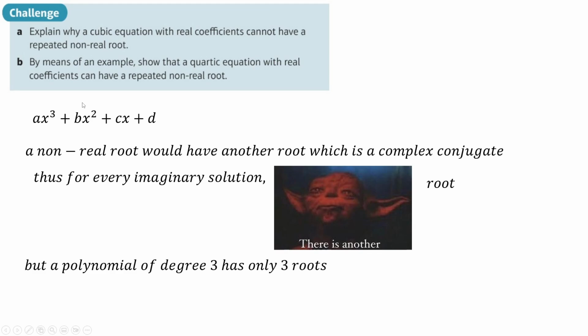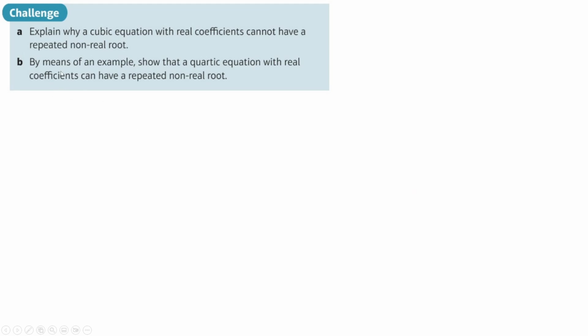But if you have 1 imaginary root, we'll call it z, then z star, which is just the complex conjugate, would also be a root. So then in fact you'd have 4 roots. Therefore it would be a quartic and not a cubic. By means of an example, show that a quartic equation with real coefficients can have a repeated non-real root.